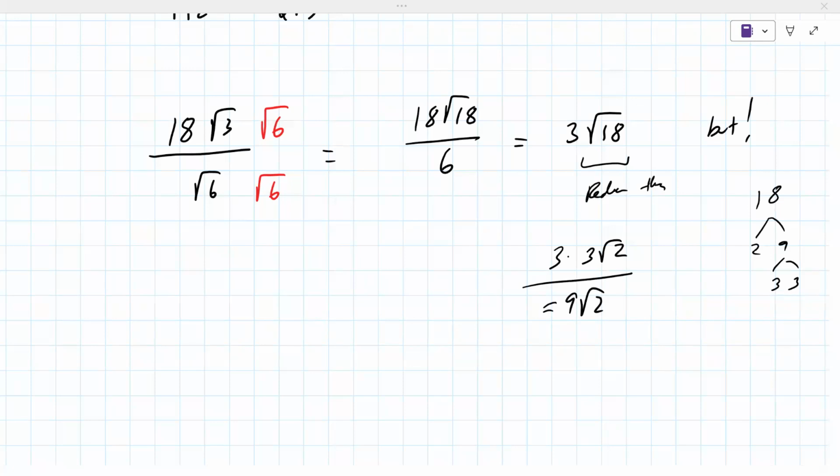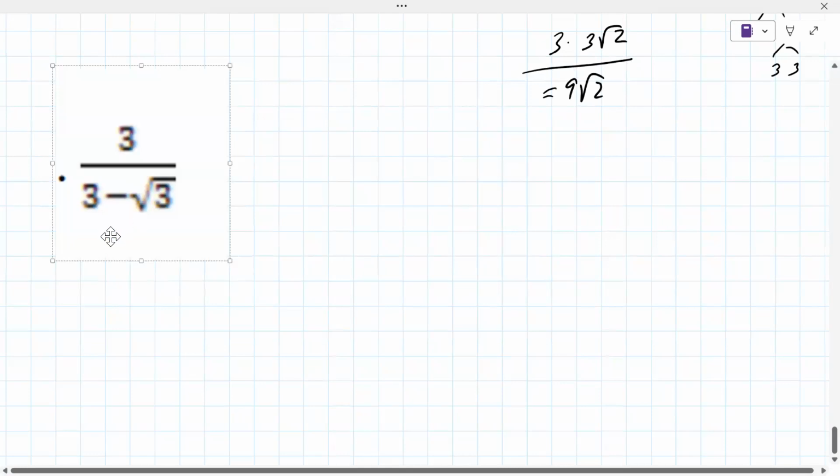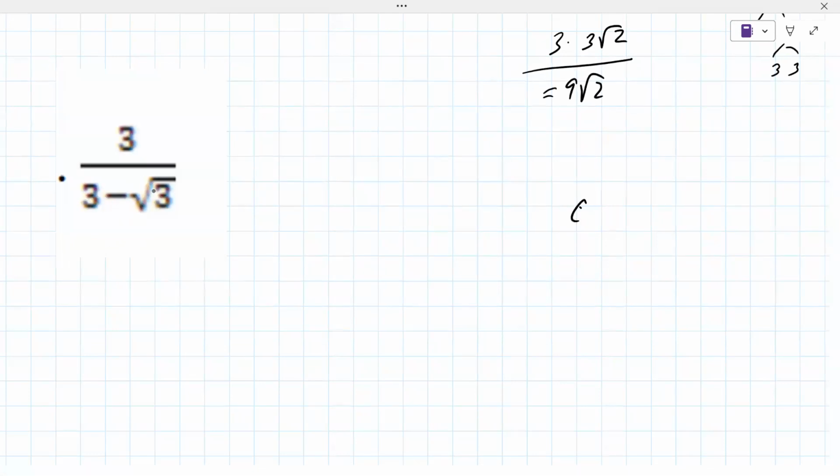The next type of problem you will see is something like this one, where the bottom has more than just a root. Okay, so there's this thing called the conjugate. Did you talk about that in class?